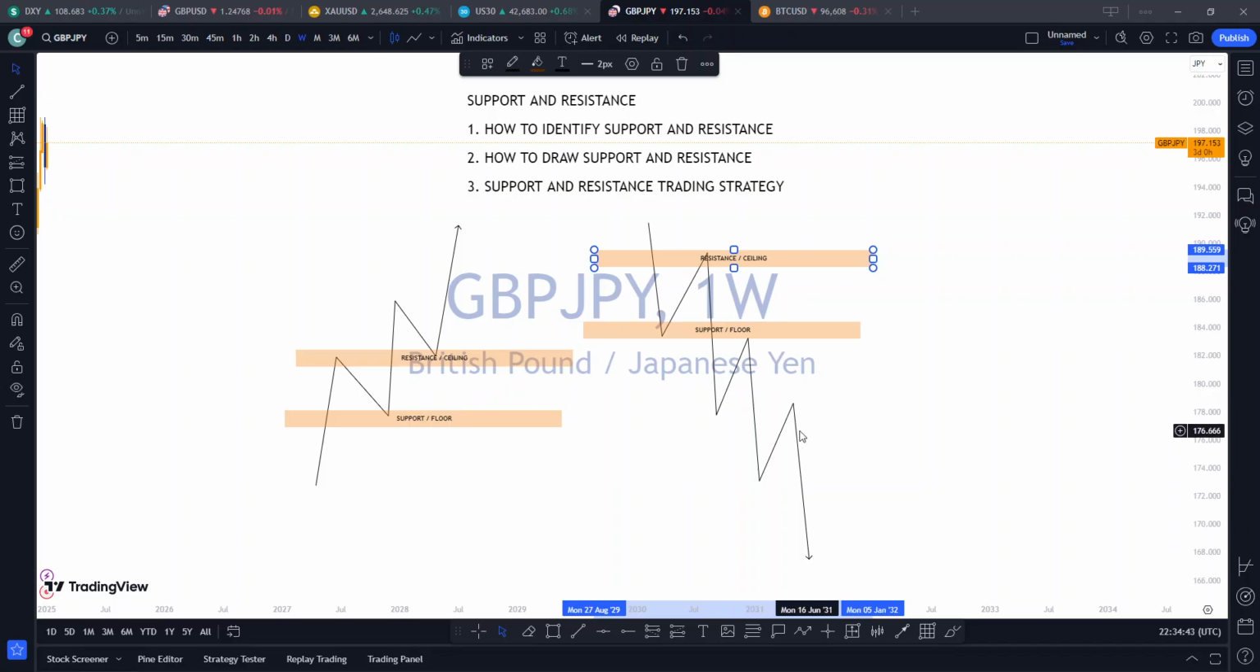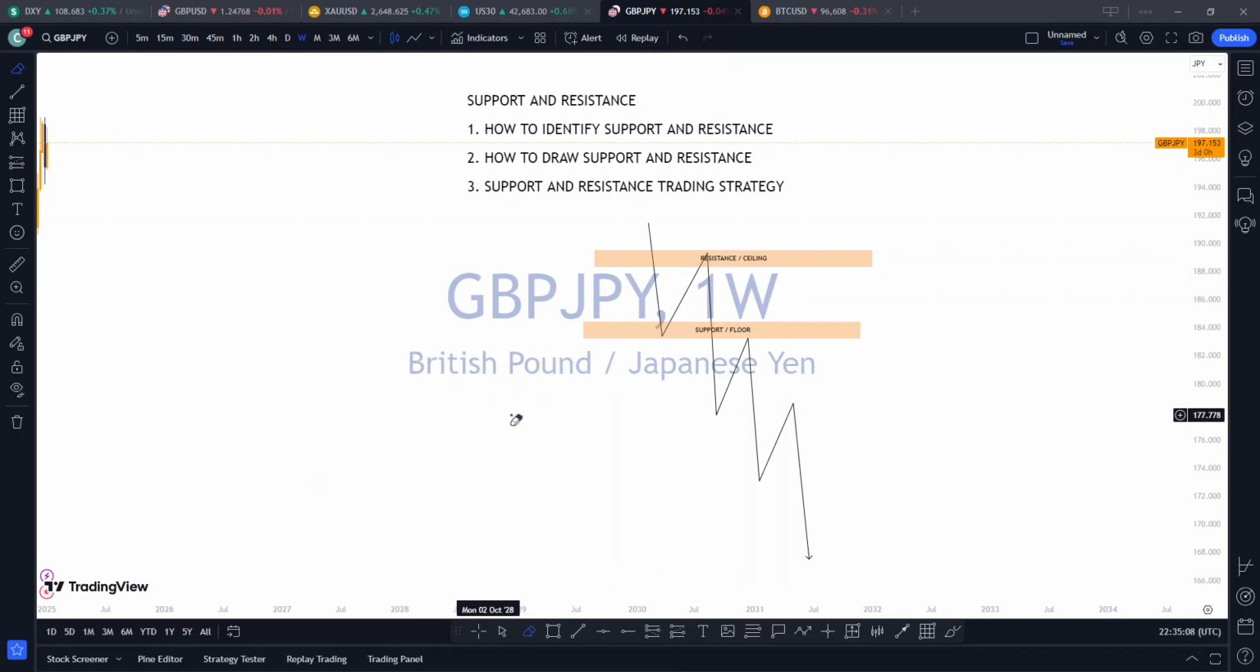So basically that's how you draw a support and resistance. I'm going to show you on the chart how to identify support and resistance, and I'm going to show you a support and resistance strategy that you can use on your chart. So now let's go to the chart and see.